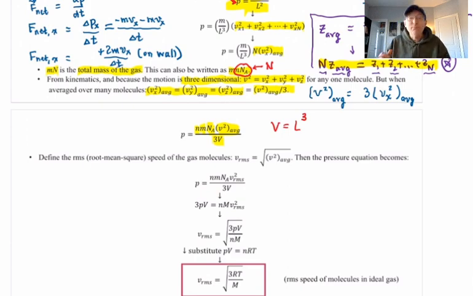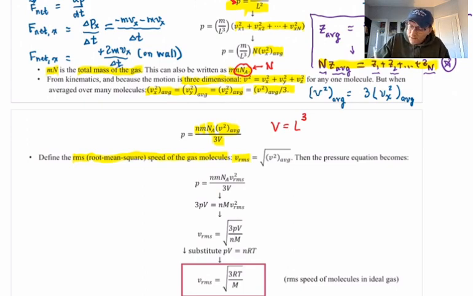All right, one more little bit of jargon. Now we define what's called the RMS speed of the gas molecules. And as I said at the beginning of this video, RMS is an acronym for root, as in square root, mean, as in average, square, as in squared, speed. And we denote that as V subscript RMS.